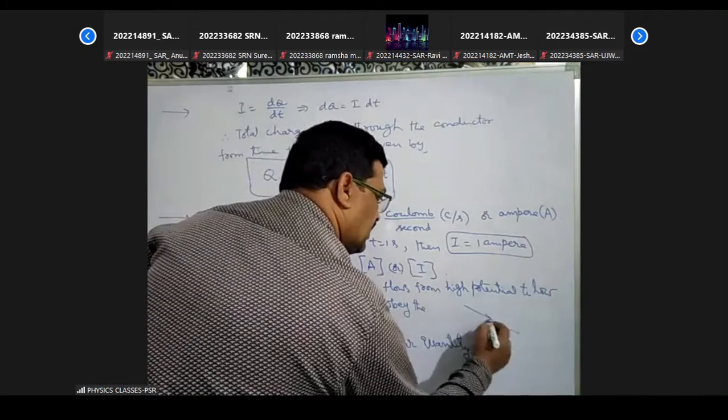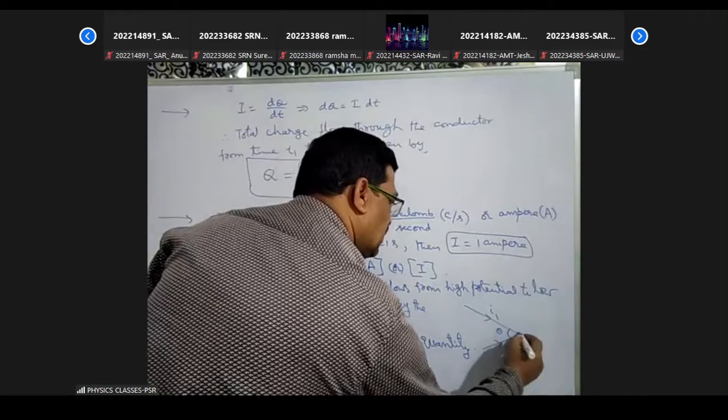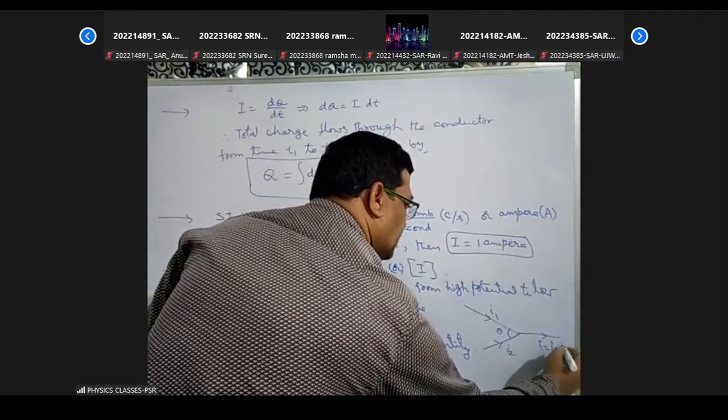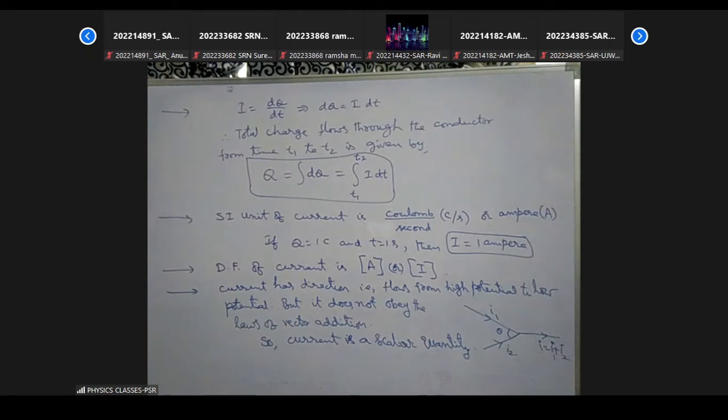Here this is one current I1. This is current I2. This is theta. I is equal to simple addition, I1 plus I2.